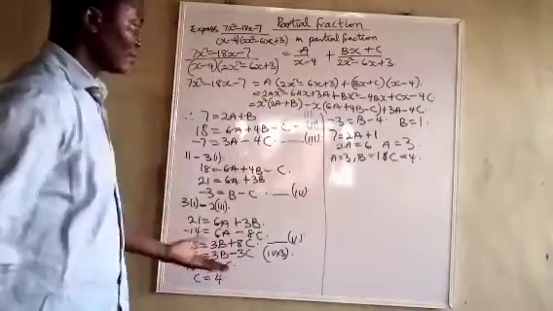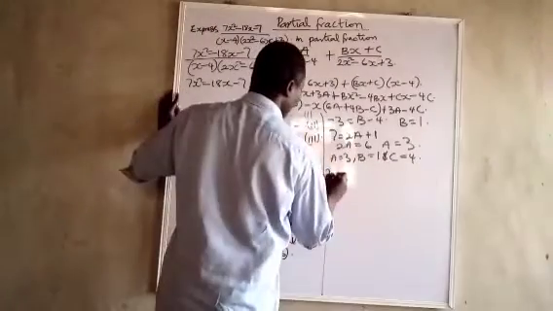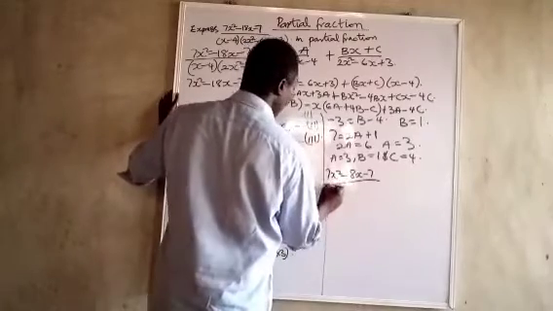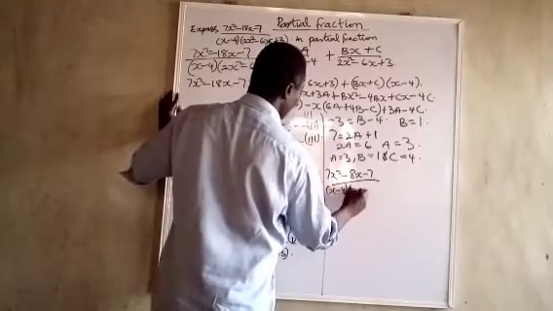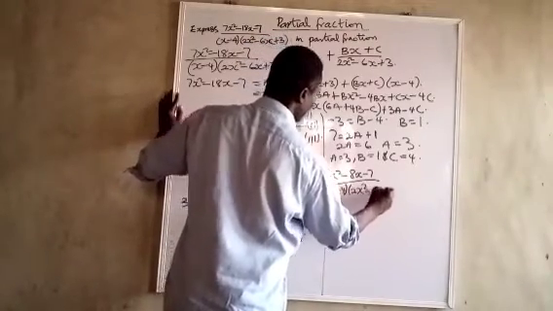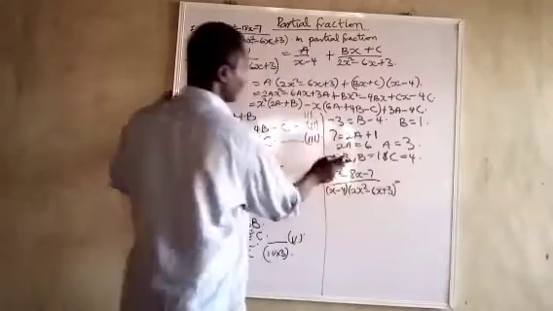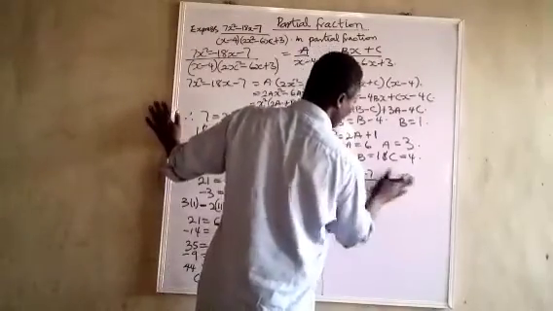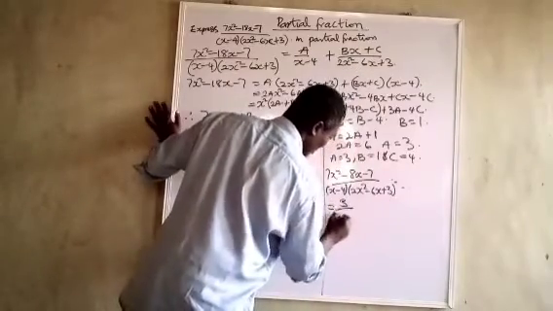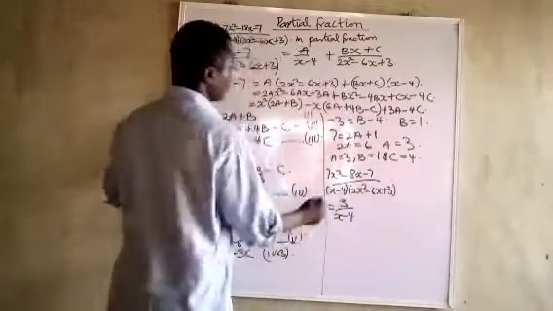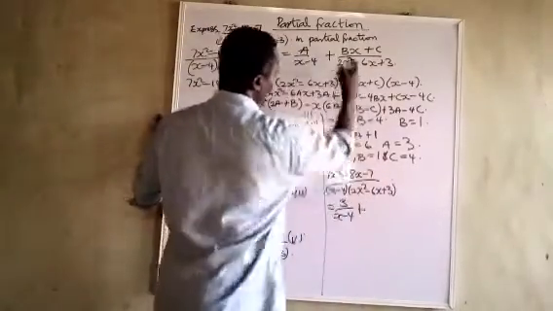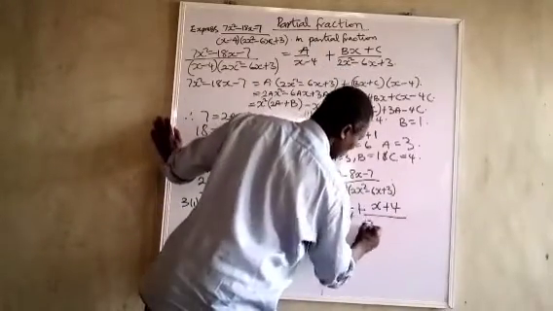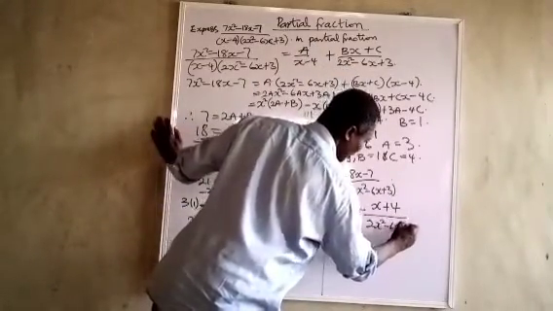You can see, so this expression, 7x squared minus 8x minus 7, whereby x minus 4 into 2x squared minus 6x plus 3, will be equal to a, that is 3 over x minus 4, plus x plus 4 over 2x squared minus 6x plus 3.